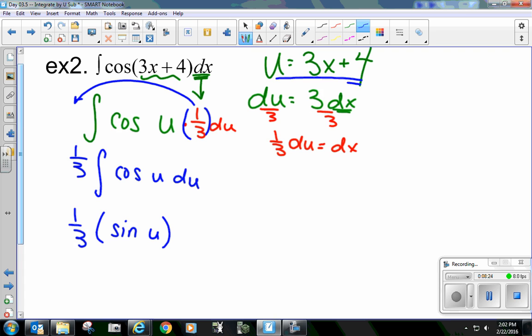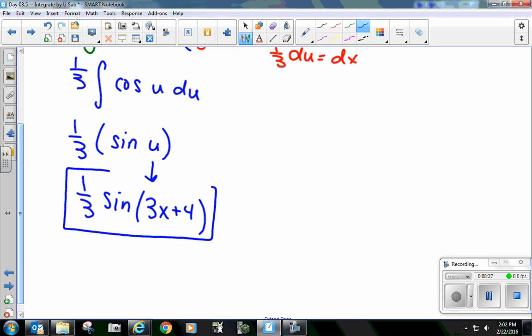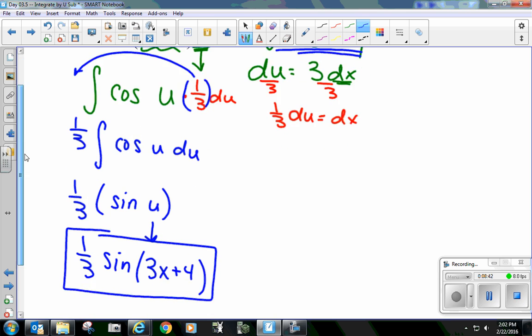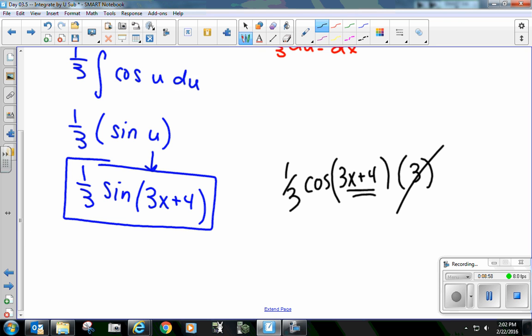Time to put this bad boy back in. So we've got 1/3 times the sine of 3x plus 4. That's my answer right there. And if I wanted to check that and see if I get the cosine of 3x plus 4 if I take the derivative of it: the derivative of sine is cosine. So it's cosine of 3x plus 4 times the derivative of the inside, which is just 3, times my constant. My 3 and my 1/3 cancel. That's why I get it.